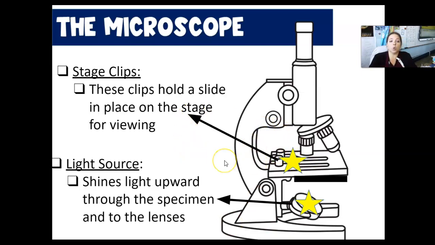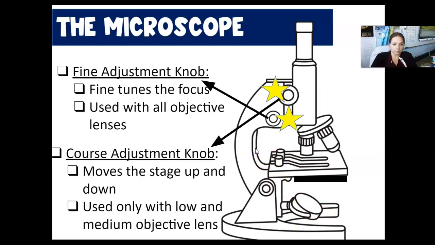Stage clips, these hold the slides in place on the stage for viewing. The light source is underneath right here, shines the light upward through the specimen and into the lens. So you have a fine adjustment, which is down here. It fine-tunes the focus and is used with all objective lenses.